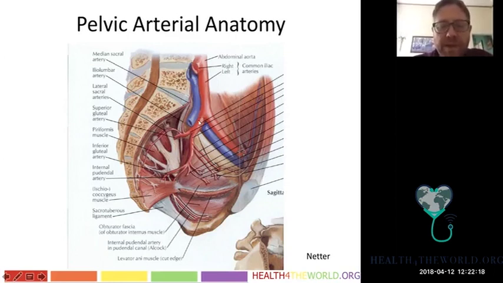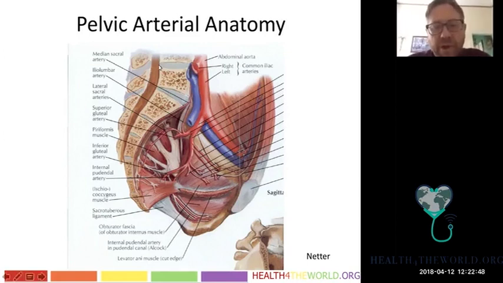Additionally, the internal iliac artery is a major collateral route. As you can see, there are many branches of the internal iliac artery. It divides into a posterior division and an anterior division. The anterior division is predominantly responsible for supply of the pelvic viscera, and the posterior division, its largest branch is the superior gluteal artery here, and this will go on to supply the gluteus maximus muscle.